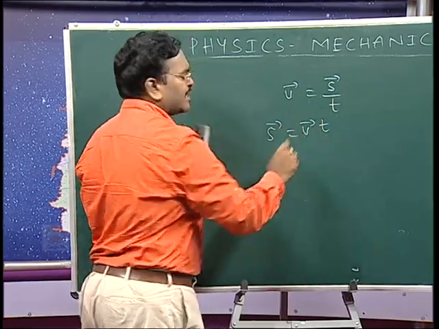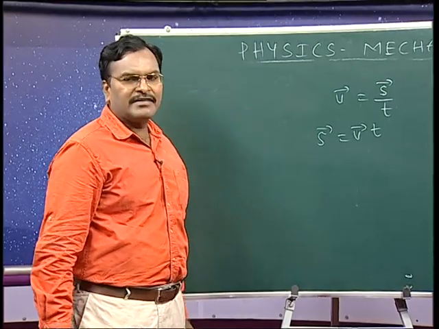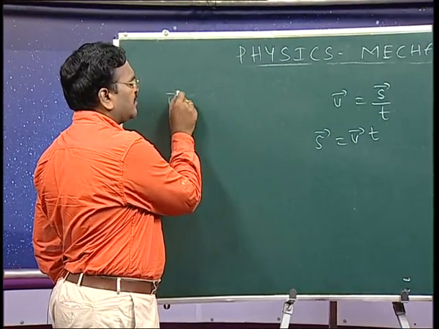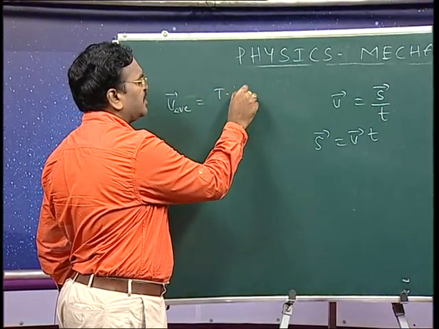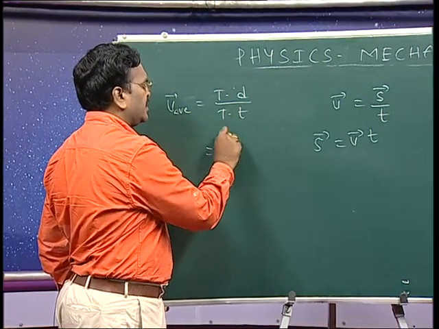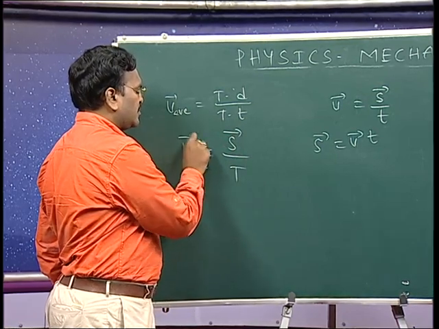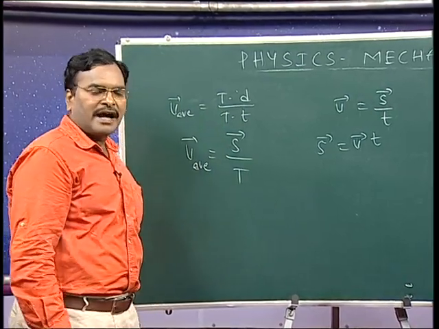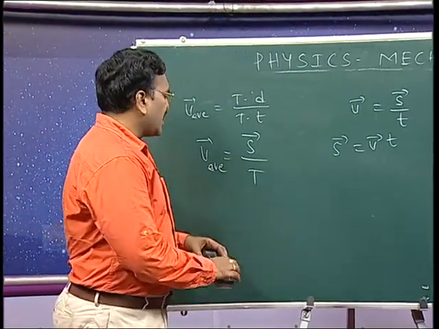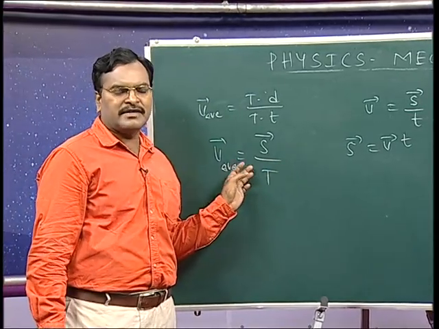And next we have average velocity. What is average velocity? V average is equal to total displacement by total time, S bar by T. The ratio of total displacement to total time is called average velocity. So, average velocity is the ratio of total displacement to the total time taken.